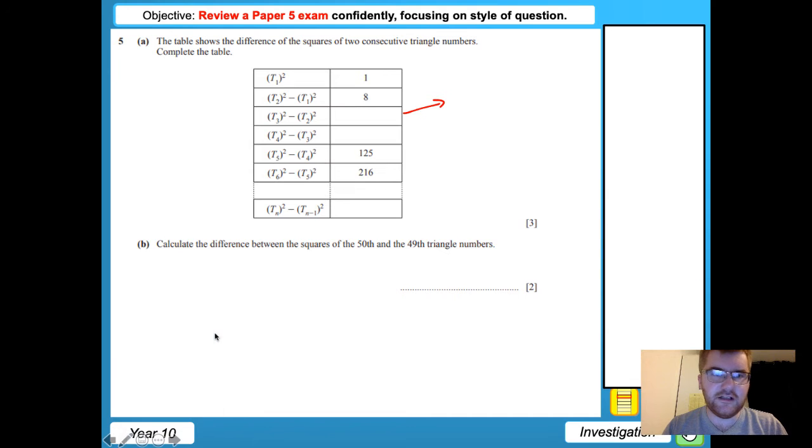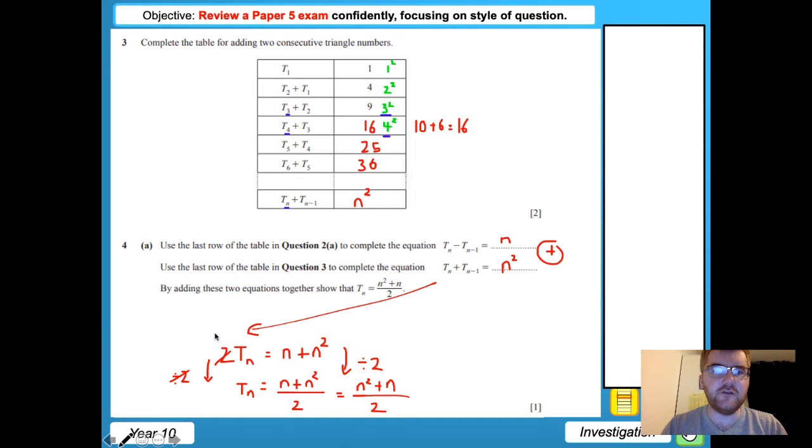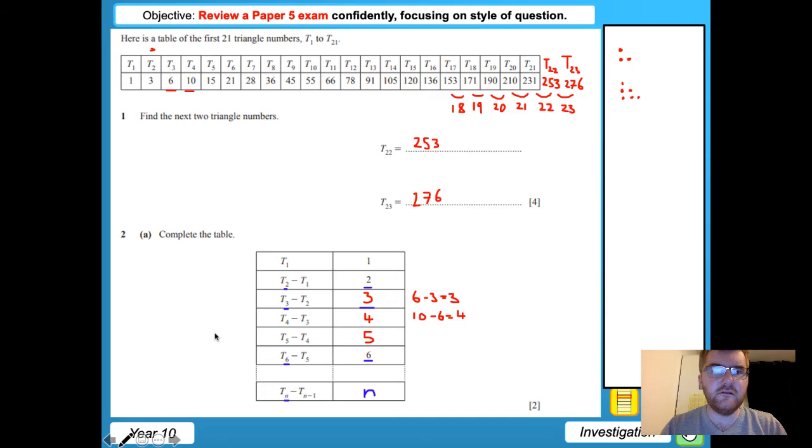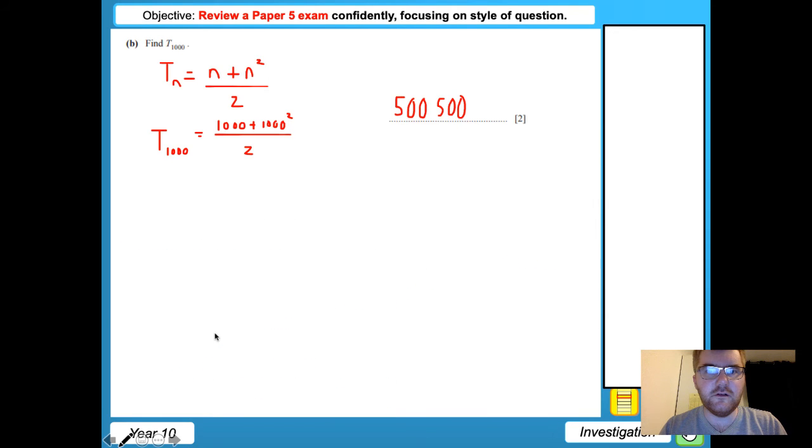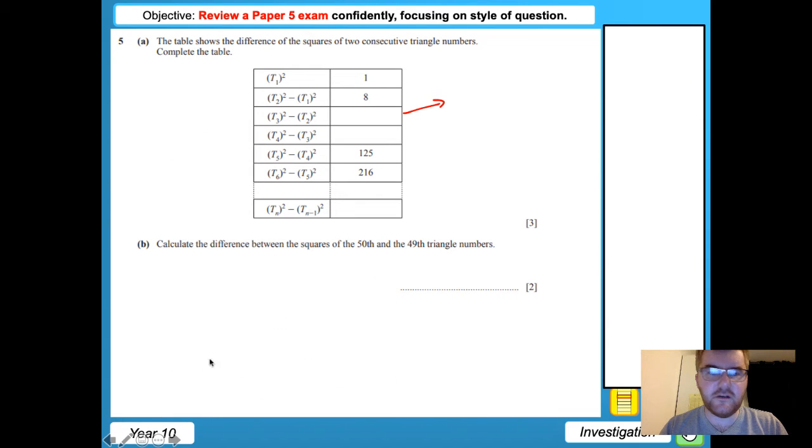Again, non-linear paper. Let's go back and check our triangle numbers, and I encourage you to do this as well. So t3 and t2 is 6 and 3. So let's go back forward to the question we need to do. So we've got 6 squared minus 3 squared. Again, you can use a calculator for this. I'll do this manually, so we get 36 minus 9 is equal to 27. And we write that in right here.